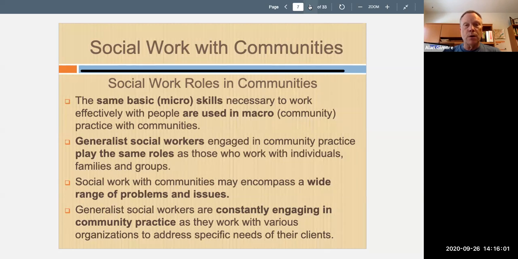Social work with communities may encompass a wide range of problems and issues, and you'll see that in your discussion board assignment when you get to that today, or whenever you get to it. And then finally, generalist social workers are constantly engaging in community practice as they work with various organizations to address specific needs of their clients.